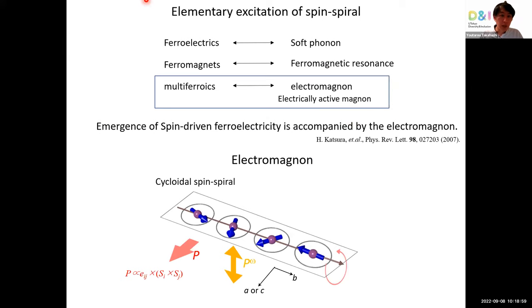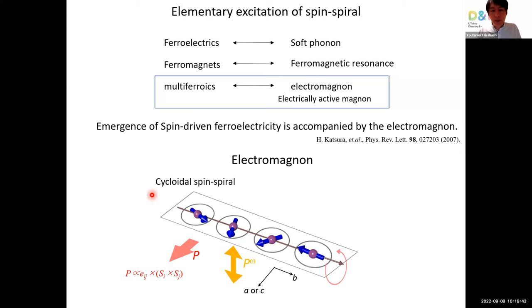So we have to choose the resonance to enhance this natural optical activity. Here we use the elementary excitation of the spin spiral state. The spontaneous symmetry breaking is associated with the elementary excitation. For example, ferroelectrics have a soft phonon, ferromagnets have a ferromagnetic resonance. The multiferroics have an electromagnon. This is an electrically active magnon. So the emergence of the spin-driven ferroelectricity is always accompanied by the electromagnon.